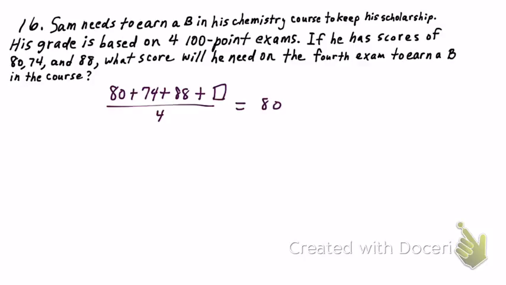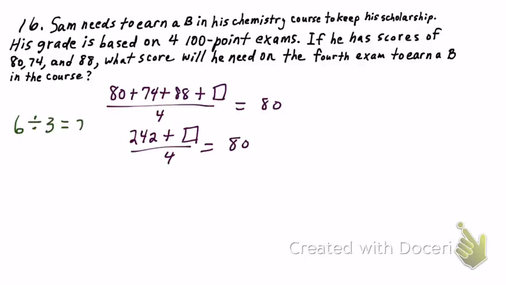Alright, so let's go ahead and add those numbers in the numerator of this fraction, 80, 74, and 88. If you do that, you get 242. So now let's think about this. We could actually change that box to an X, and we could use algebra to solve this. So that's certainly a possibility, but let's reason this out.